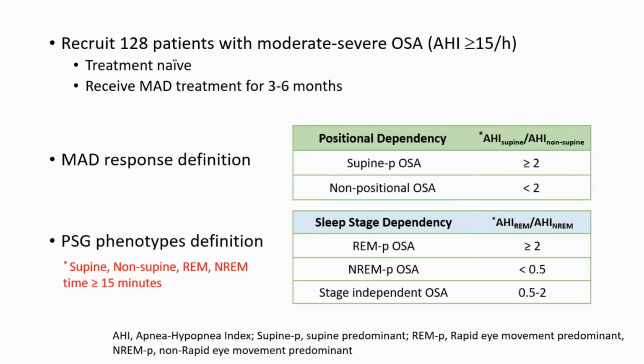We also defined PSG phenotypes: positional dependency as the ratio of AHI during supine and non-supine sleep, and sleep stage dependency as the ratio of AHI during REM and non-REM sleep. All the sleep durations were over 15 minutes.